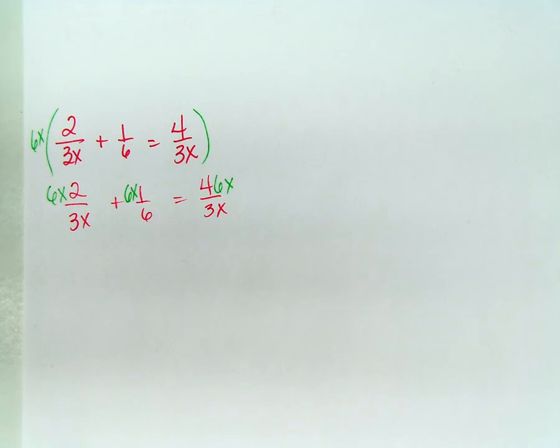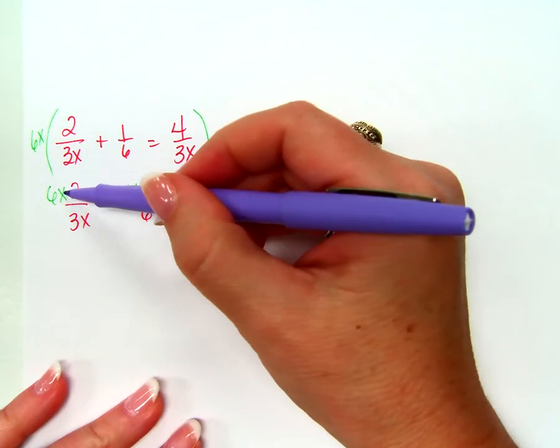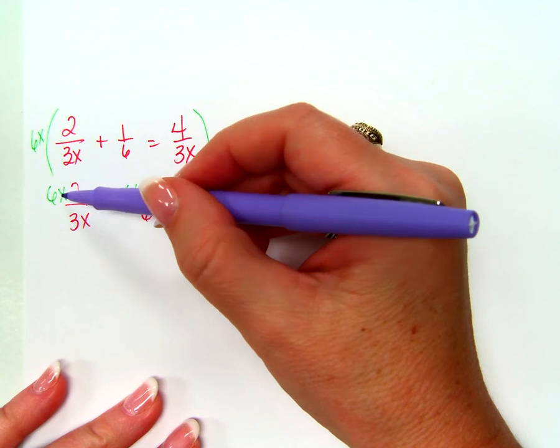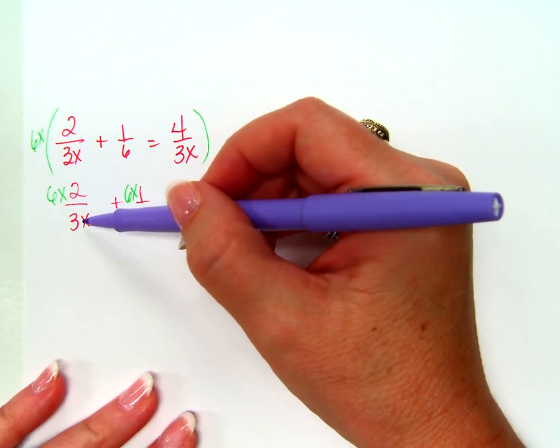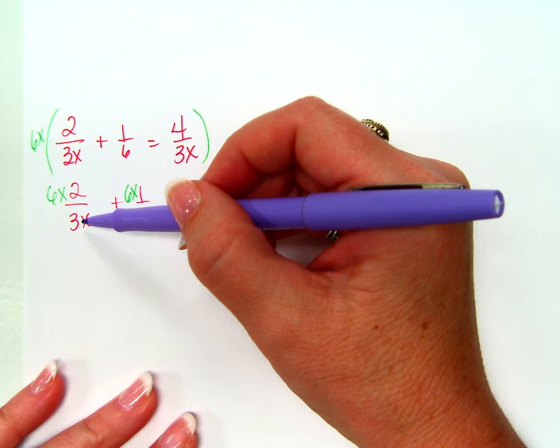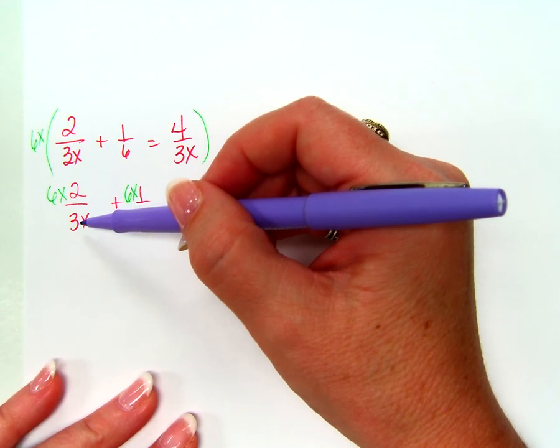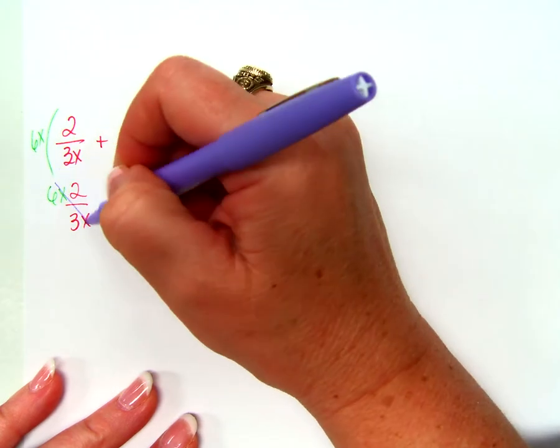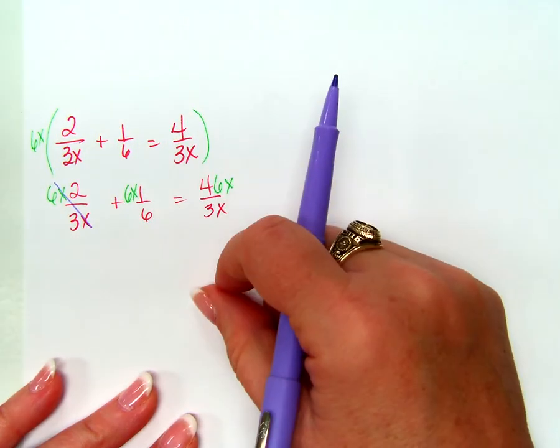Look at this x and this x. Am I allowed to simplify those x's to 1? Am I allowed or no? Yes, because they are factors. Yeah, that's right. What else am I allowed to do?